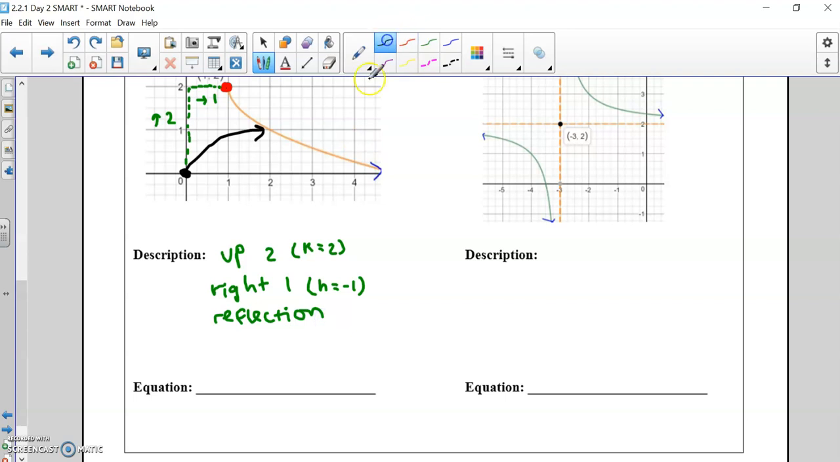Okay, so our equation is y equals, this is a square root function. Because we have a reflection, we have a negative up front. Square root x, and then h goes in there, and then k on the outside, so +2.